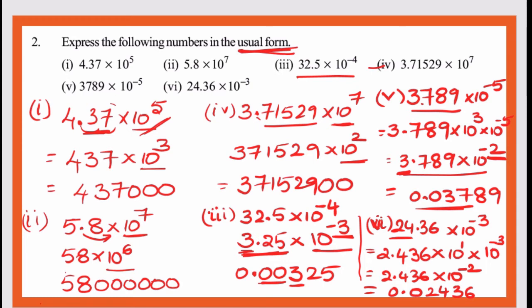Whereas for negative exponents, you need to convert the given number first of all into scientific notation form, and after that this power will decide how many zeros will be after the decimal point. So if you are having 10 power minus 3, that means you will have two zeros after the decimal point. Here you are having 10 power minus 2, that means you will have only one 0 after the decimal point. Okay, so this you need to understand.